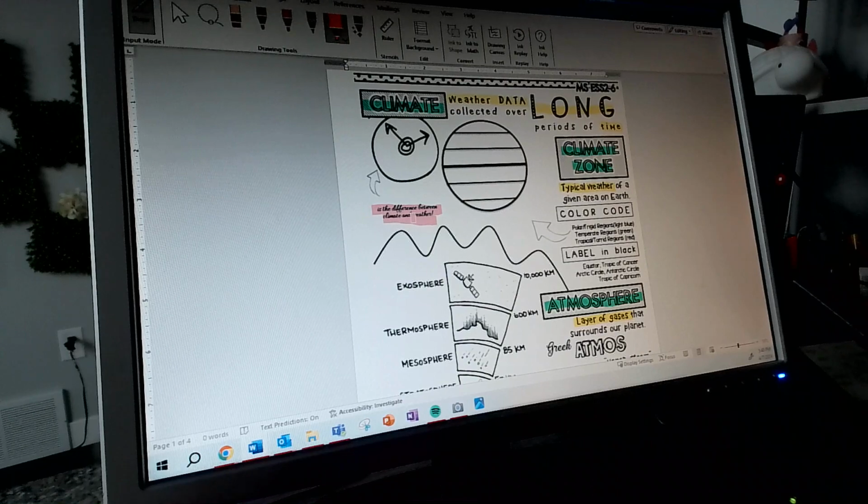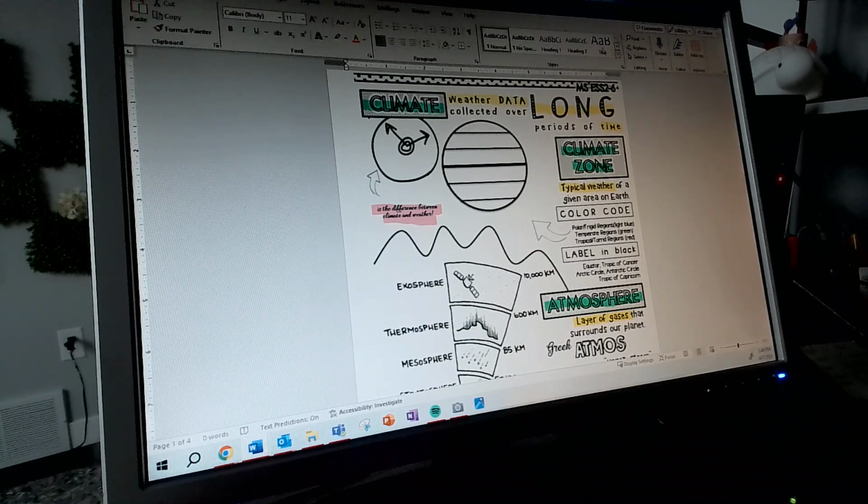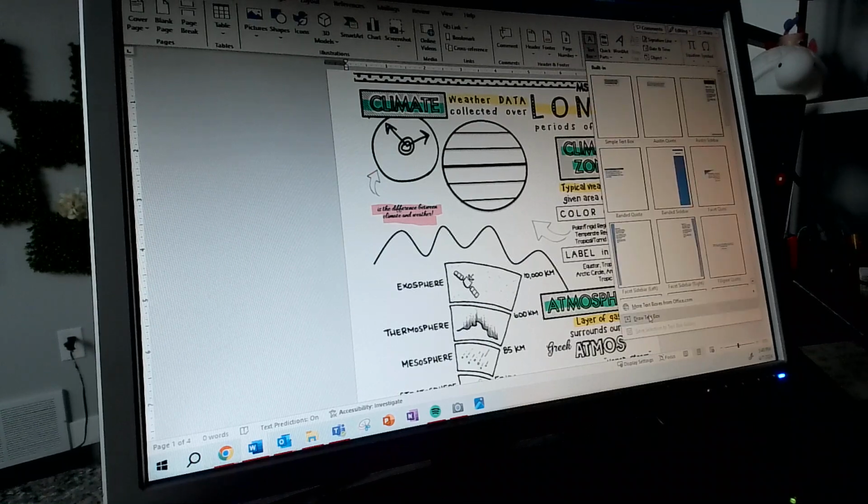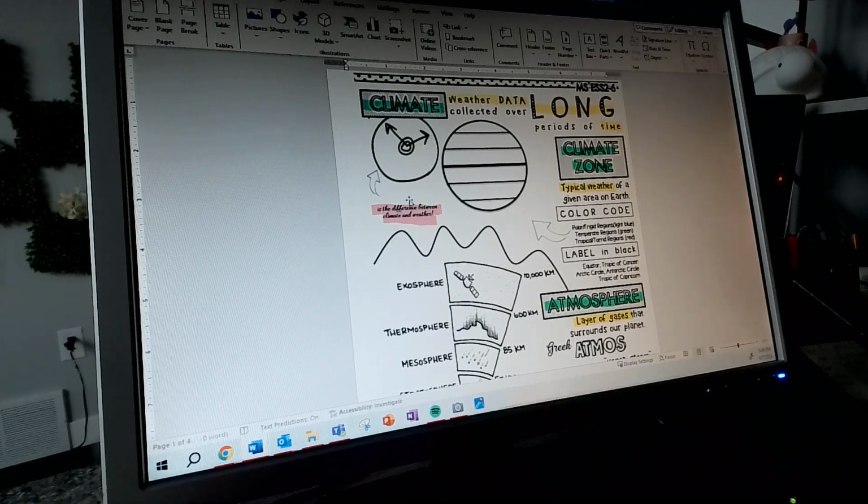What is the difference between climate and weather? I'm going to go to insert instead of draw, because you're not going to have me write like that. So what is the difference between climate and weather?